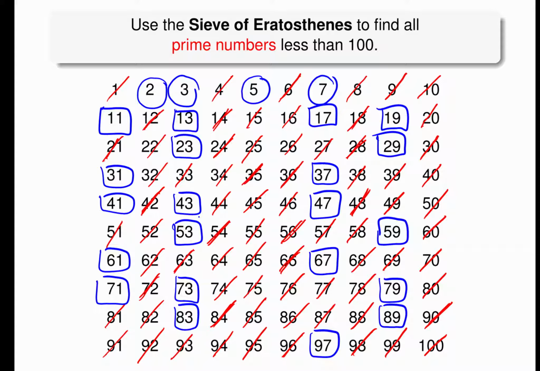Thus, we have used the sieve of Eratosthenes to find all the prime numbers between 1 and 100. They're all the numbers circled or boxed in blue. This algorithm is one of the most efficient ways to find all of the smaller primes and lends itself to being easily programmable into a computer.